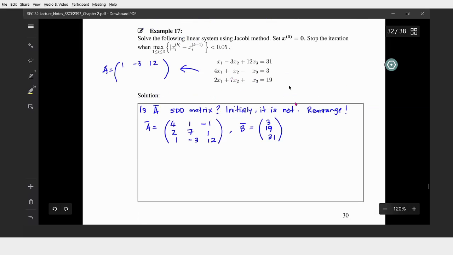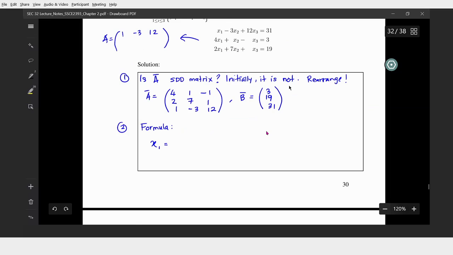Okay, formula. So first, checking for the SDD. Number 2, form the formula X1. To form your X1, you look at the latest A and B. You ignore the original problem because this one is not SDD. So you refer to 4, 1, negative 1, and 3 for the first equation, and so on for the second and third equations. You put X1 at the left with the iteration notation K plus 1.